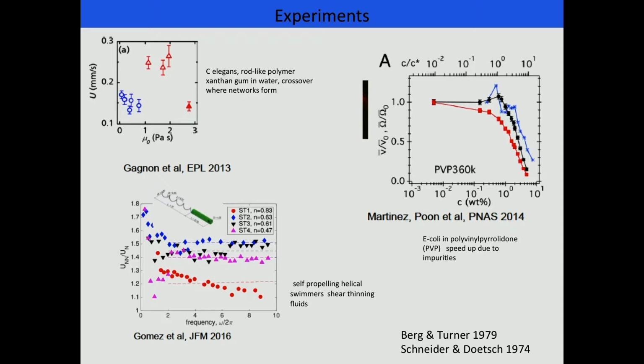Okay, the early experiments say that there's a speed up, that these things speed up when you put in polymers. And the early experiments didn't worry about anything, they just sort of got some nice graphs and things speeded up. So the experimental situation is not entirely clear.